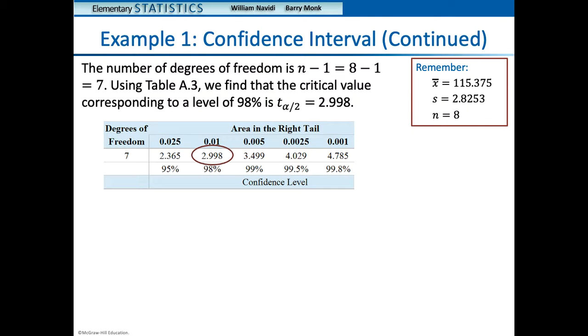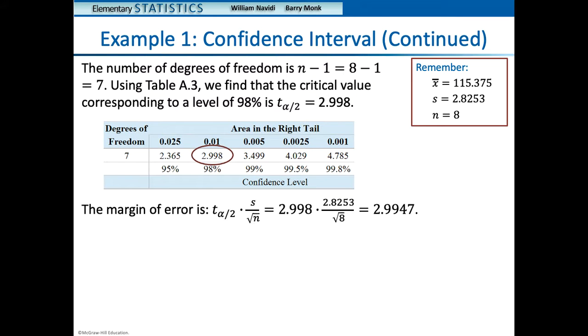Next, we will go to the table to find the critical value. Because our sample size is 8, that means our degrees of freedom is 7. So we'll go to the table, we'll find the row corresponding to 7 degrees of freedom, and then find the number in that row corresponding to 98% confidence. And that number is 2.998.